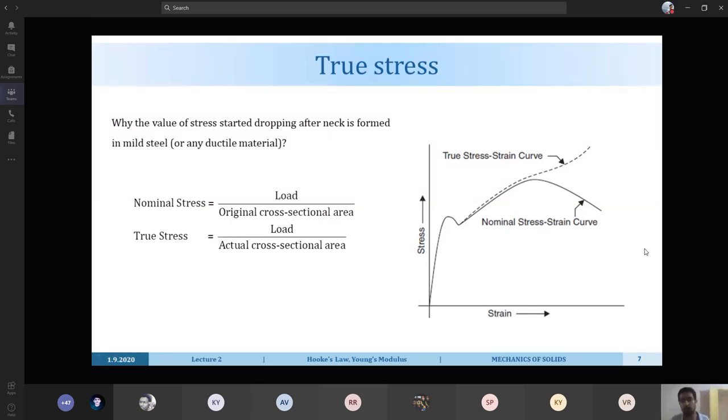Suppose we have an instrument which can measure the cross-sectional area after each stage of loading, then we can see that this actual cross-sectional area reduces on applying the load. So the true stress actually increases. So this is the true stress-strain curve versus the nominal stress-strain curve. But usually in design we follow the nominal stress-strain curve.